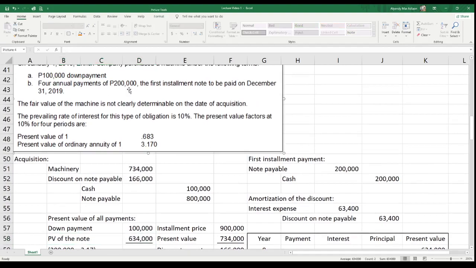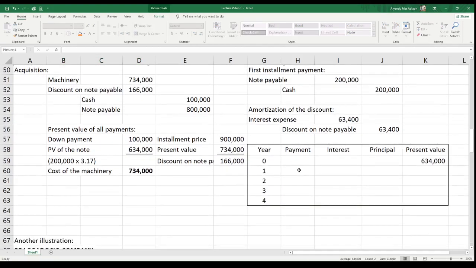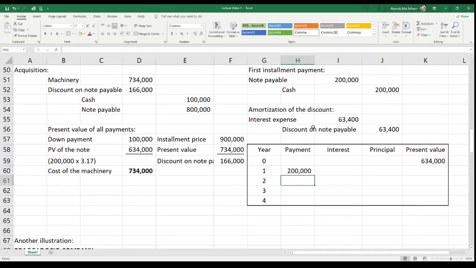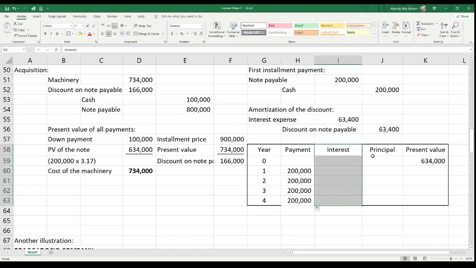So, the first payment is 200,000 per year. Take note, class, that 200,000 payment is 200,000 every year. That 200,000 payment will not only constitute the principal, but it will also constitute the interest. So this 200,000 is composed of both interest and principal. And take note, the present value only refers to the principal.